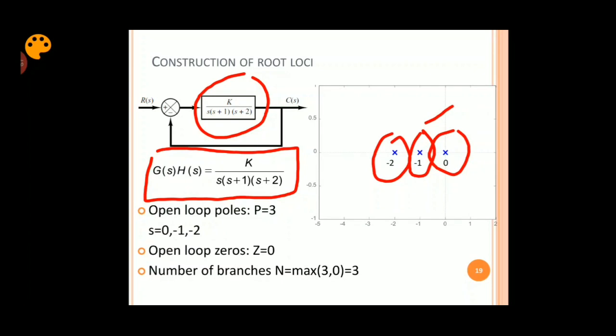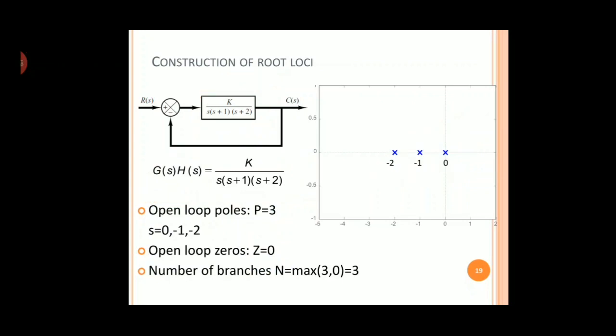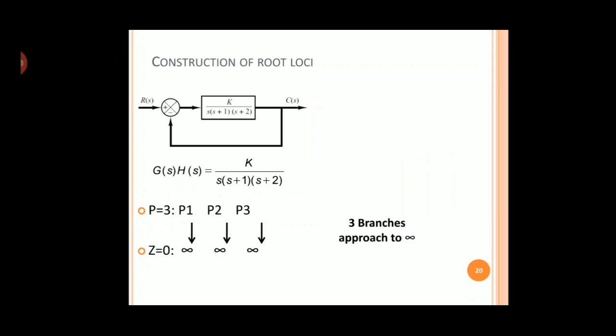Now P is the number of poles, that is 3, and Z is the number of zeros, that is 0. The number of branches would be the maximum of these two, which is 3. The next step is to see how many branches and how they are terminating. There are 3 poles, P1, P2, P3, and there are no zeros to terminate at. So I fill the gap with infinity. So this shows that there are 3 branches, all starting from poles, and they are approaching infinity.